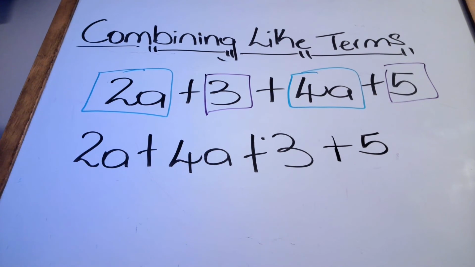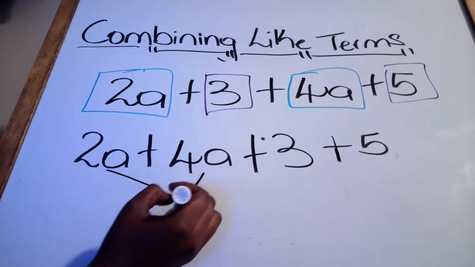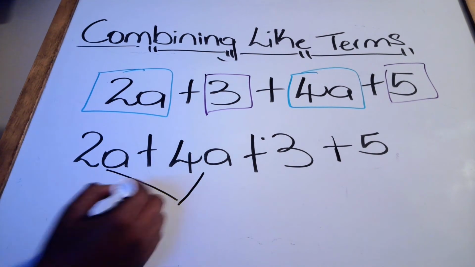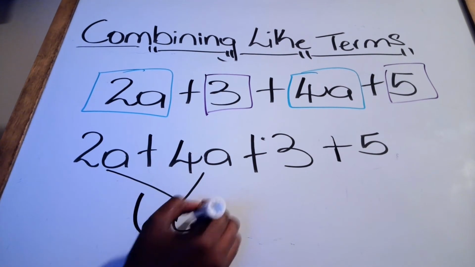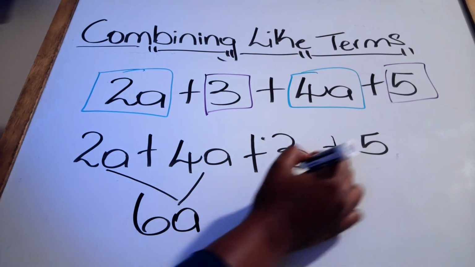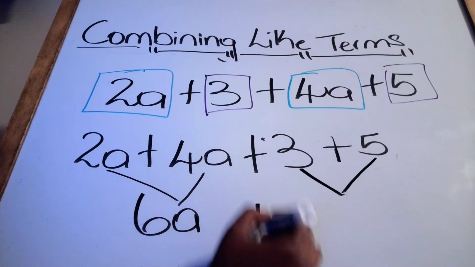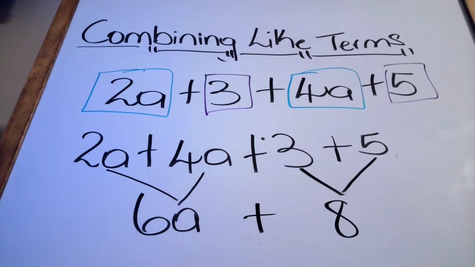So now that we have like terms beside each other, grouped, we can combine them, add them or subtract them depending on the operation that we have there. It's all addition here. So we have 2a plus 4a, which gives me 6a. I have 3 plus 5, which will give me 8. So my answer here is 6a plus 8.